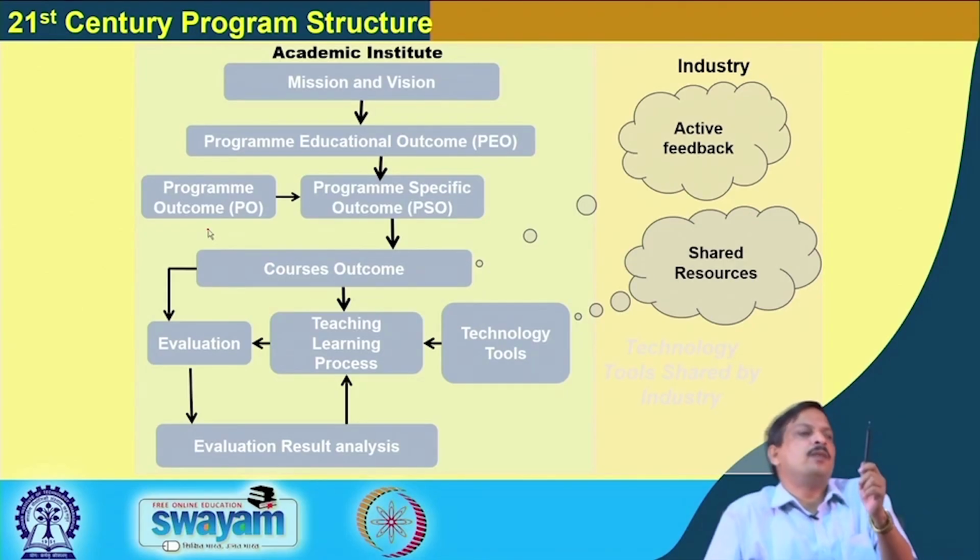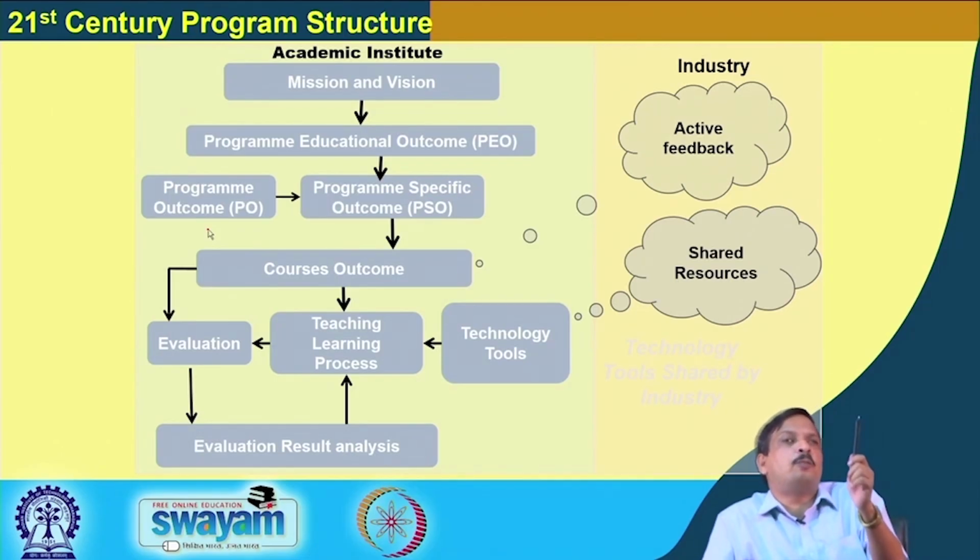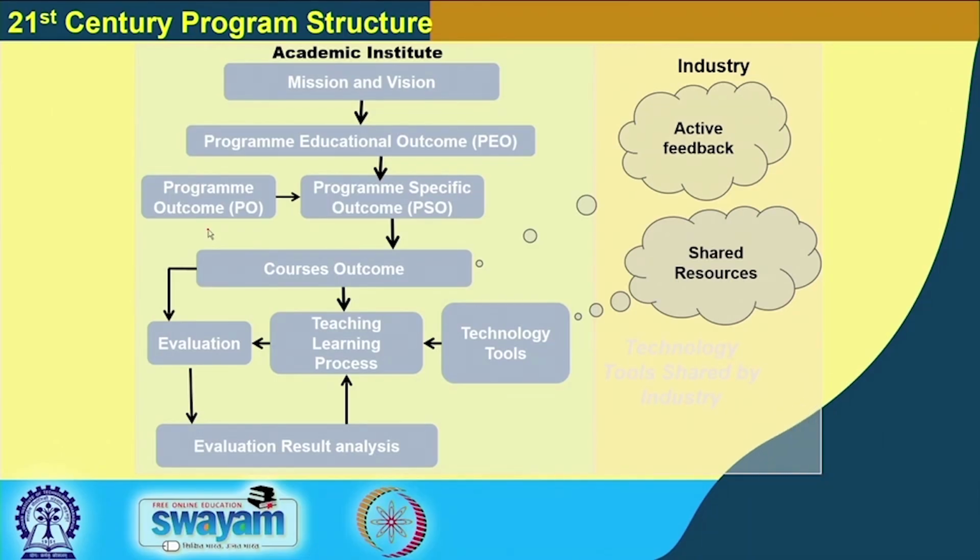Institute A writes down that its vision is to produce manpower for local industry, and it has a computer science program, and it writes down in the program educational outcome that all the engineers will become very good researchers in the field of computer science, that they can take care of advanced challenges, and that they will design all kinds of advanced computer science problems.